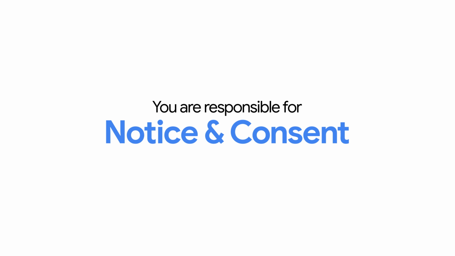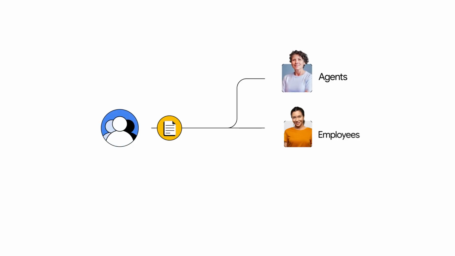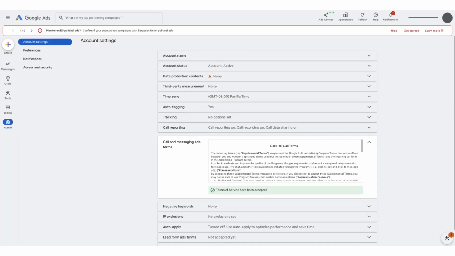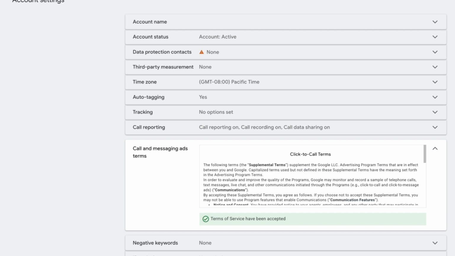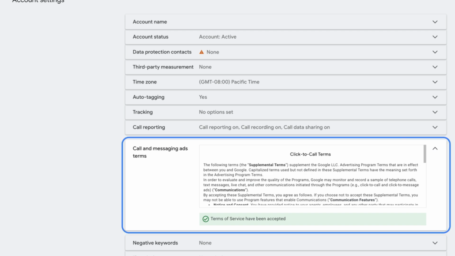You are responsible for notice and consent. You must provide clear notice to your agents, employees, or third party that their communications may be recorded by Google, and you must obtain their express consent. If you advertise for a third party, you must ensure they provide the same notice to their own teams and give you their express consent to proceed.